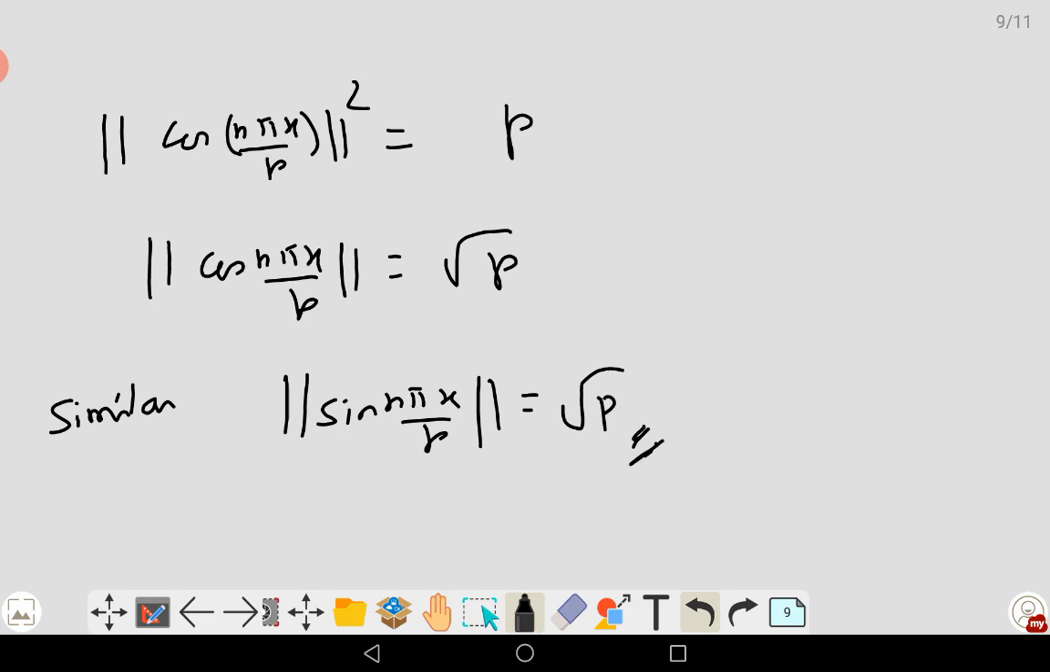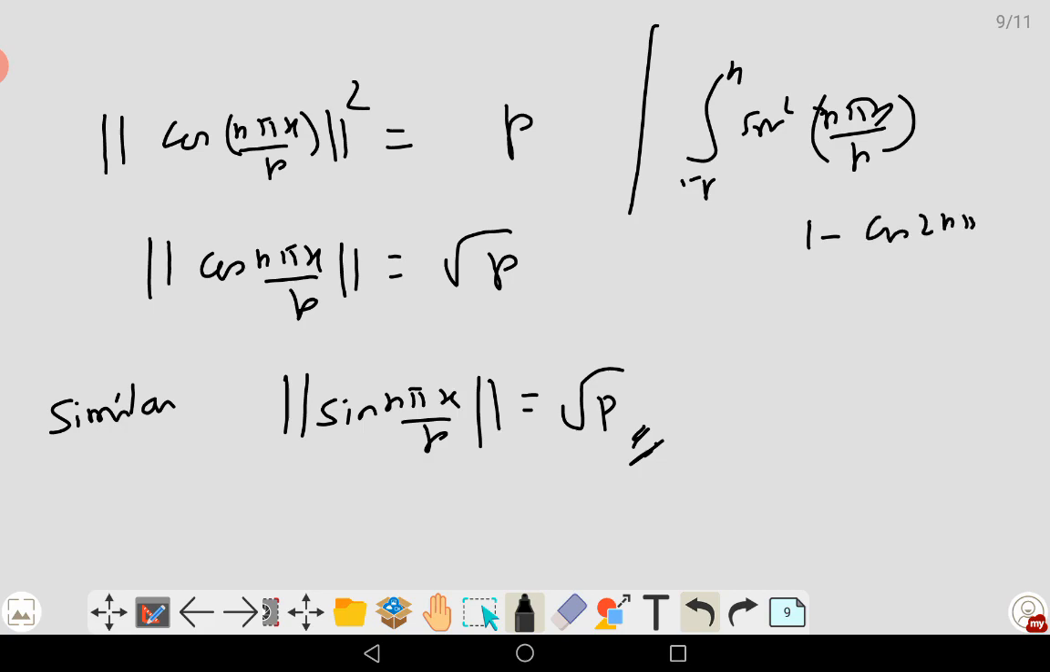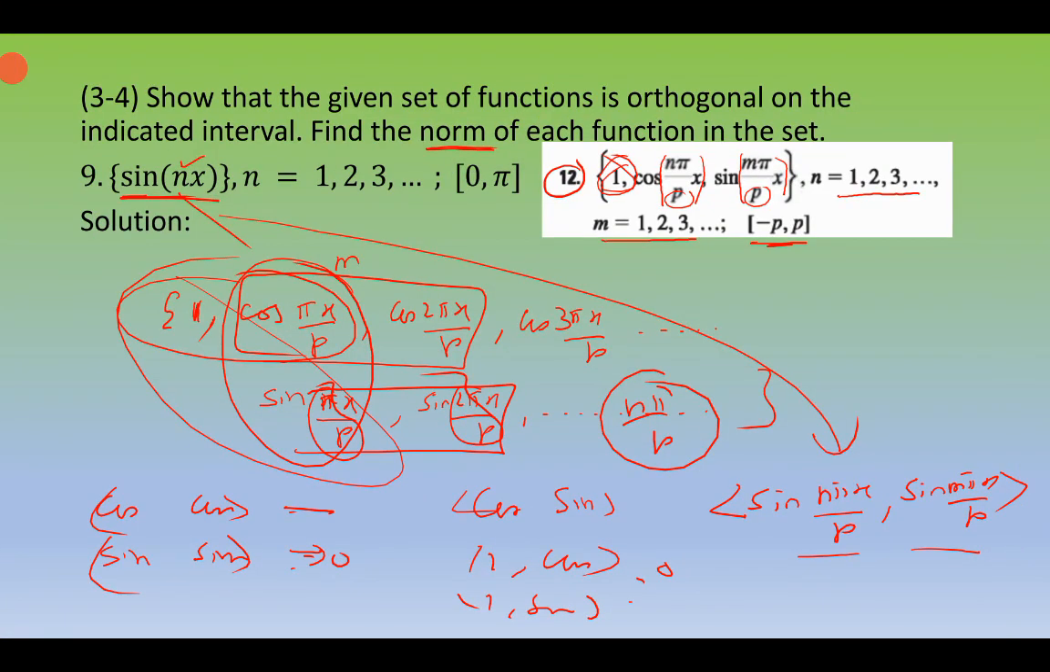In the similar way, you can try integration, because sine square will be integration from minus p to p of sine square n pi x by p, and sine square can be written as 1 minus cosine 2 n pi x over p whole divided by 2. Now integrate, substitute upper and lower limits, you will get p. Okay, you try this part, and I go to the last problem of this section.